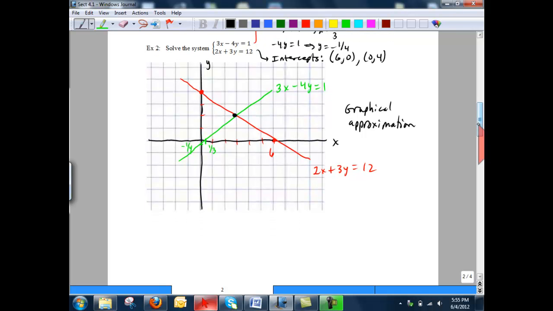Let's actually find an exact answer algebraically with something called the elimination method. Here we have 2 equations in 2 variables. We're going to eliminate one of the variables to get down to 1 equation in 1 variable, which we can solve. So let me just go ahead and recopy the equations. 3x minus 4y equals 1 and 2x plus 3y equals 12.